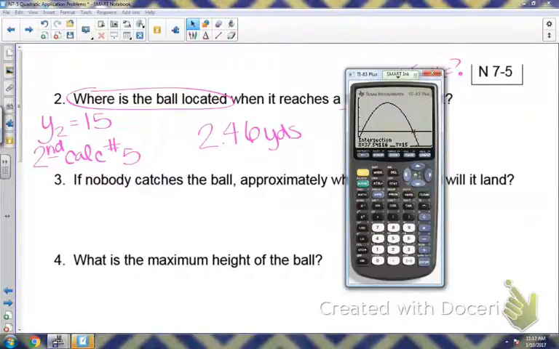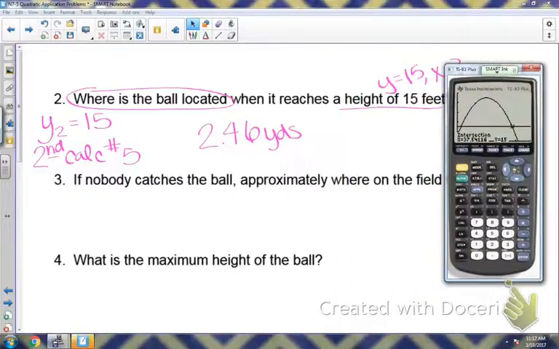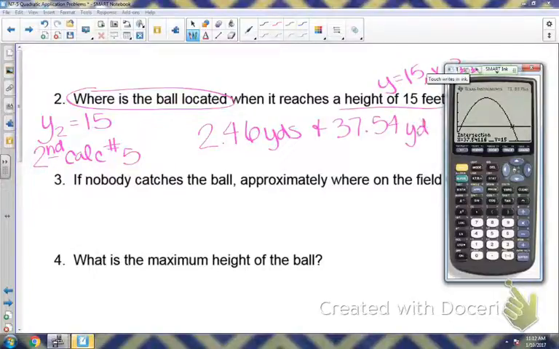And so your other one would be at 37.54 yards. So 2 different places, because as the ball goes up, it reaches 15 feet, and then when it comes back down, it also reaches 15 feet. So you should have 2 answers there. So if you're given the y value, plug it into y2, and then find where the parabola intersects that horizontal line.